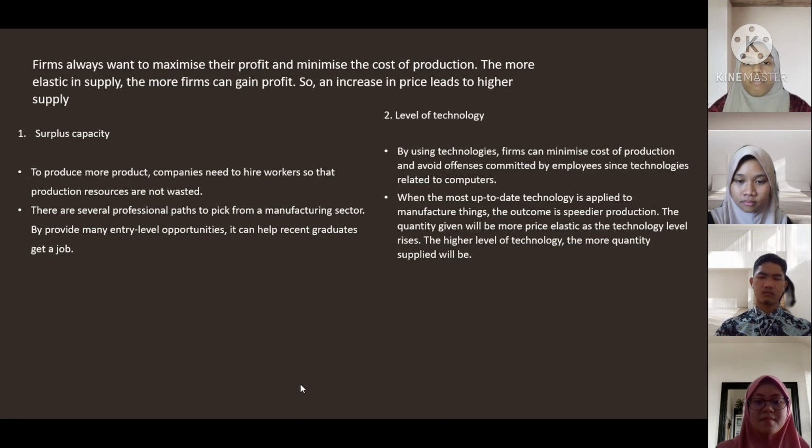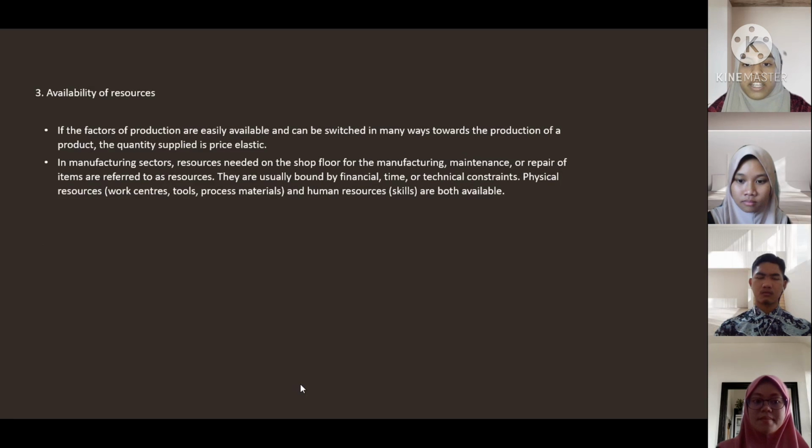Last is availability of resources. If the factors of production are easily available and can be switched in many ways towards the production of the product, the quantity supplied is price elastic. For example, the agriculture sector provides several raw materials such as cotton, sugar, timber and palm oil. These materials are vital to big sectors in ways many people are unaware of, such as diesel fuel production, plastic production and so on.